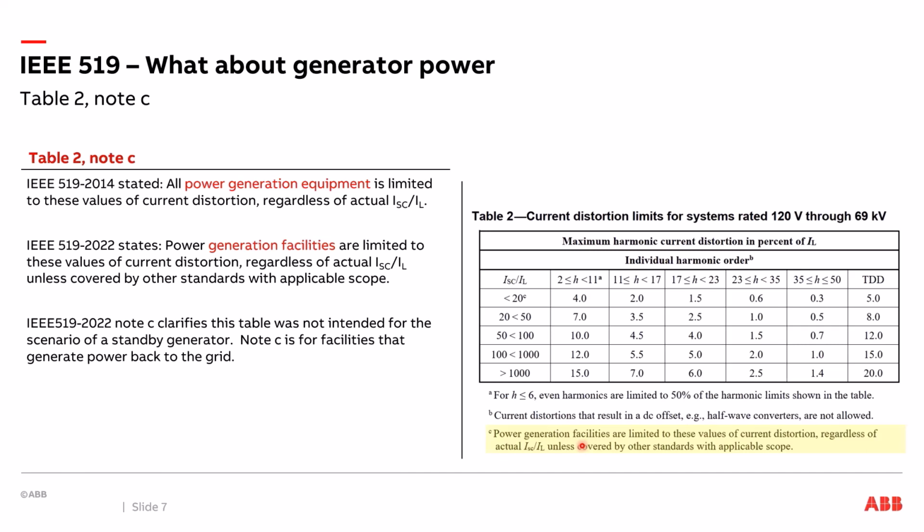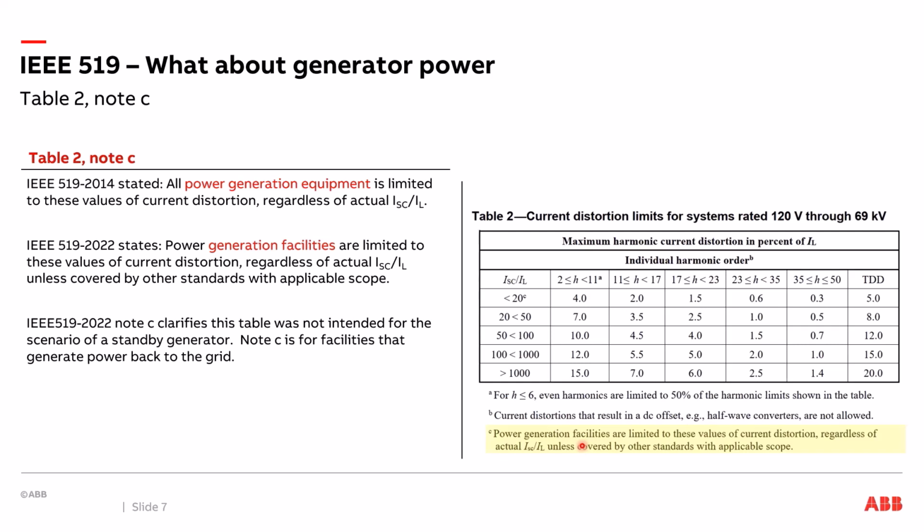So really, note C and IEEE 519 doesn't apply. The point of my last two slides is to tell you that IEEE 519 does not have a requirement, does not have a standard, ultimately does not care about what your power quality is when you have your building fed from a backup generator, as long as that backup generator is not feeding anybody else.